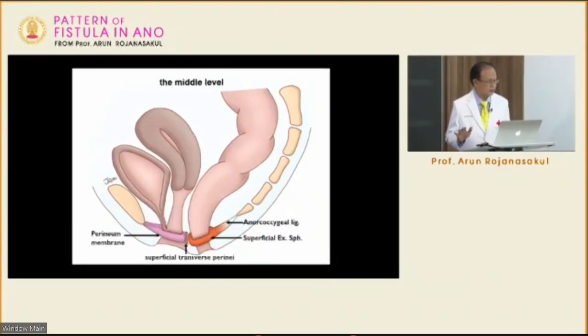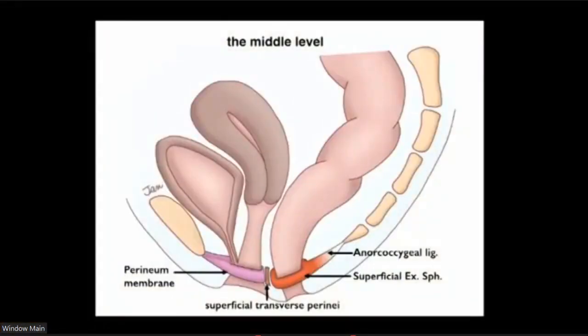The second, the middle level: in the posterior, the superficial external sphincter, which is attached to the anococcygeal ligament. Anteriorly, it becomes attached to the superficial transverse perineum. And then in the anterior is the deep transverse perineum or perineal membrane. This is the middle level.